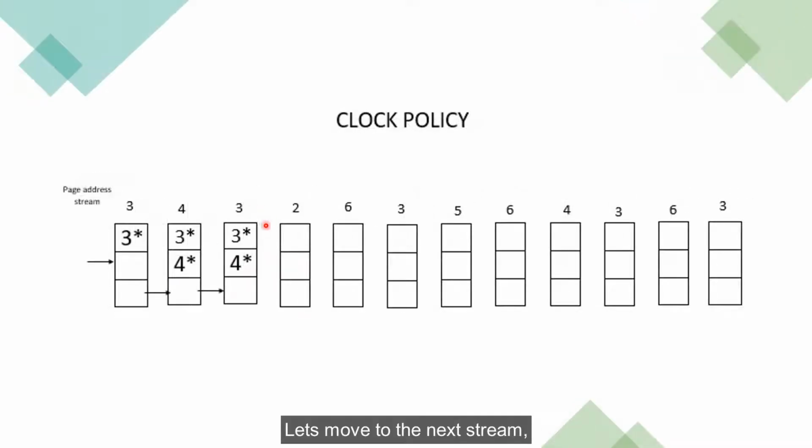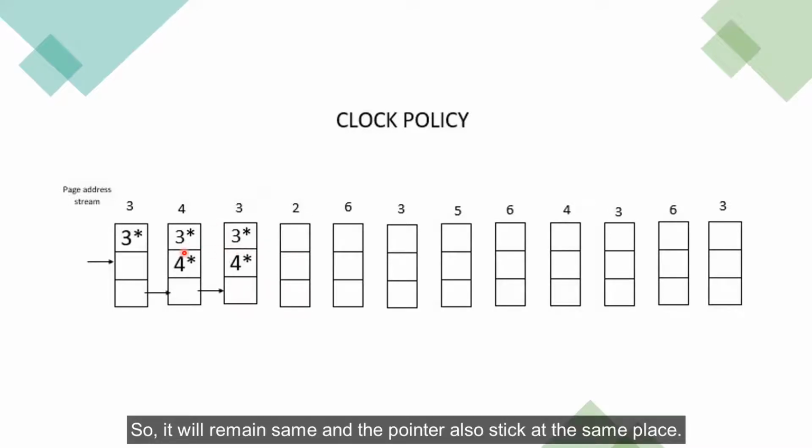Let's move to the next stream. Here, we need to add 3 in memory. As we can see here, the memory already has 3, so it will remain the same and the pointer also stays at the same place.